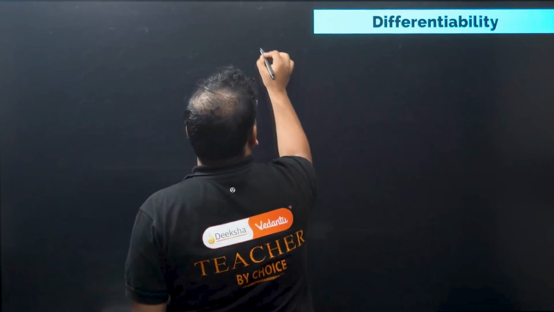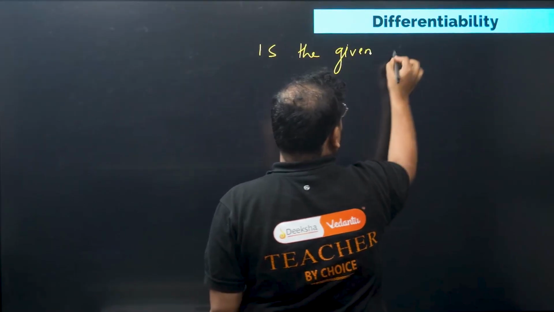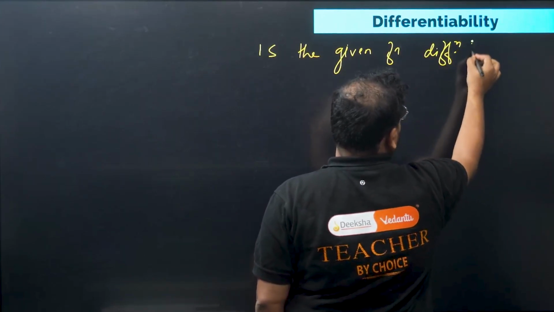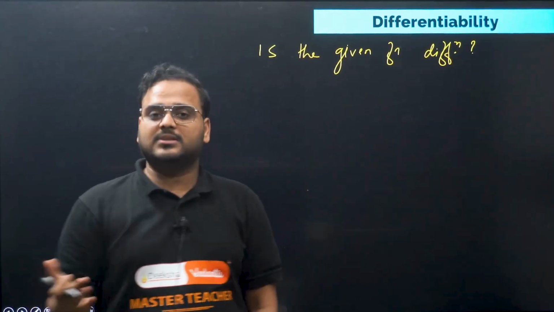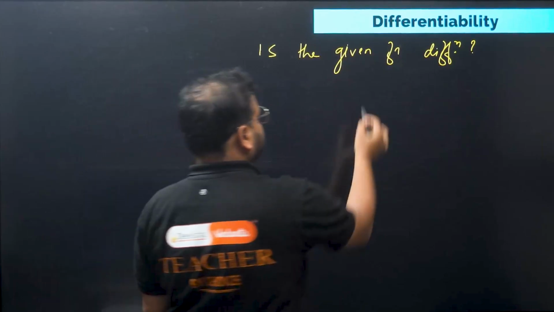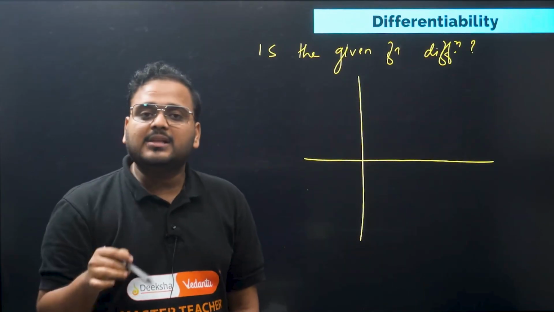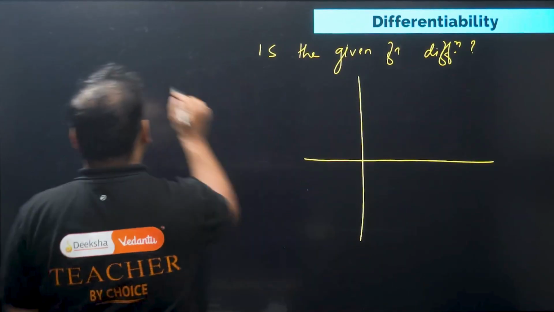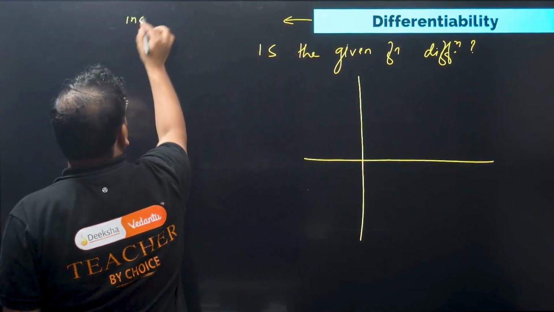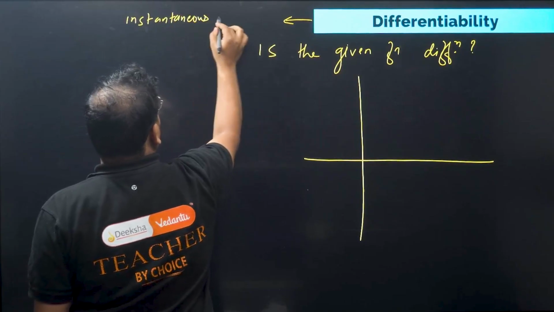The question is: is the given function differentiable? That's my question. How do you answer that? What's the meaning of this statement geometrically? For example, differentiability is basically, what does the derivative mean? It means instantaneous change, so the meaning of this is instantaneous change, or rather the rate of change.